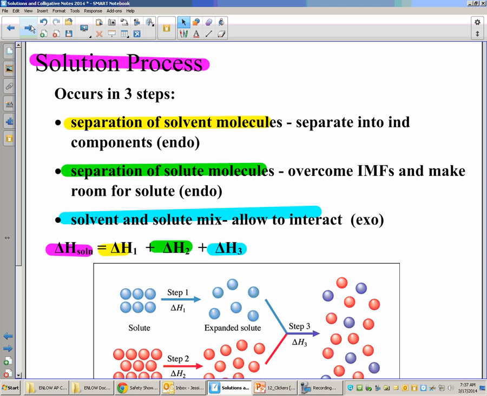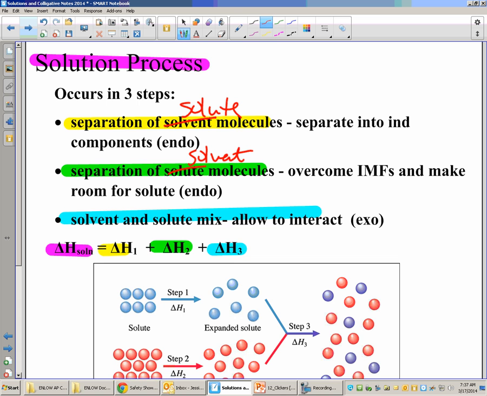So there are 3 steps in the solution process. The solution process is going to require us to break forces and bonds and to make forces and or bonds. The first step includes taking the solvent particles, and actually I'm not going to change this to solute. I like to talk about the solute first and then the solvent second. So the solute is going to require us to actually tear it apart. There are no forces there. These are literally bonds.